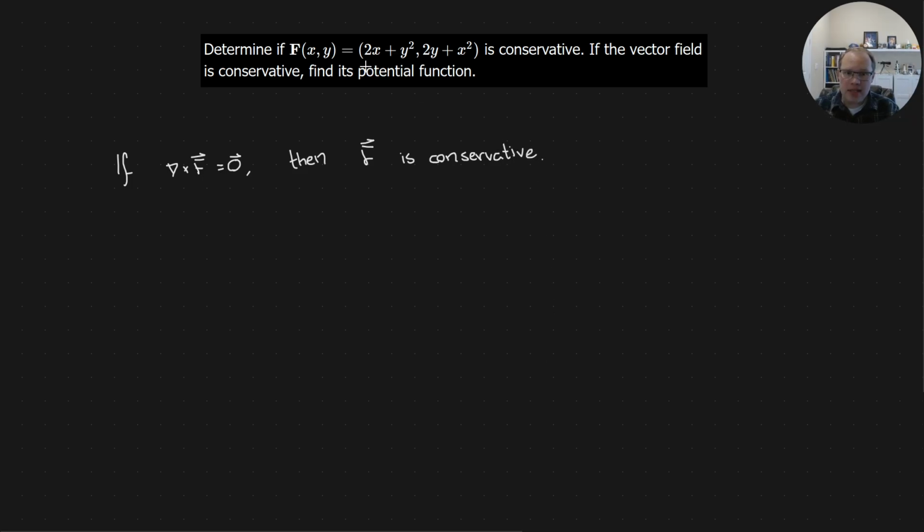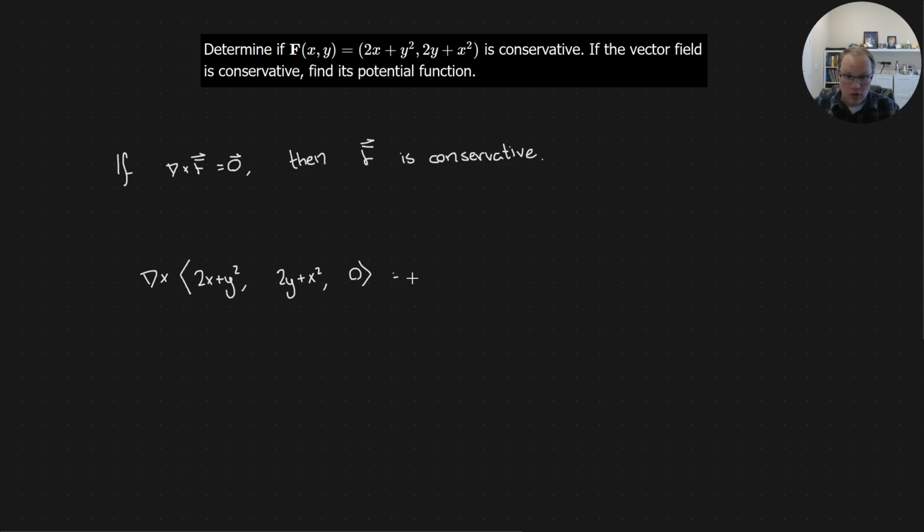Now in this case, it is a vector field with 2 components. It's a 2-dimensional vector field. So we're going to take the scalar curl. To do that, we're going to embed the vector field in 3 dimensions. So I'm going to take the first component of the vector field, 2x plus y squared, the second component, 2y plus x squared, and then to embed it in 3 dimensions, I just make the third component 0.